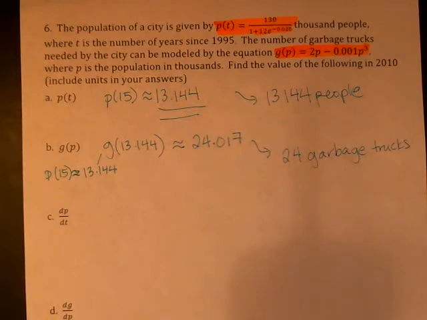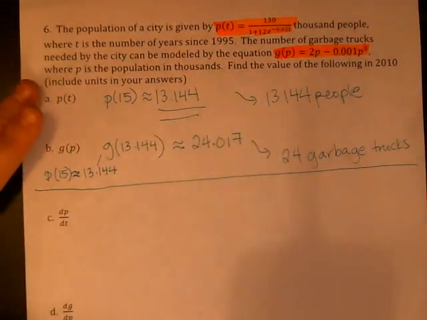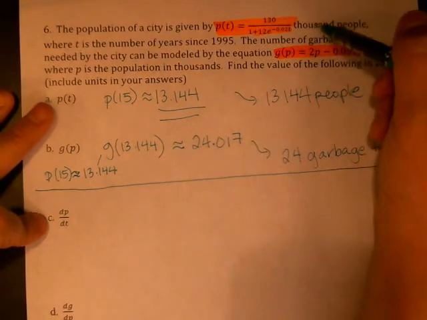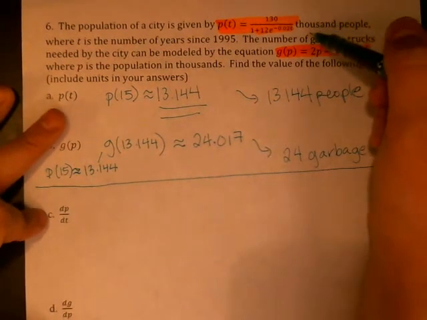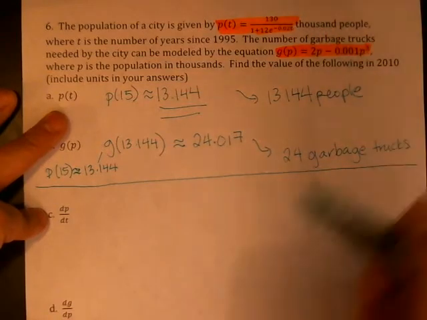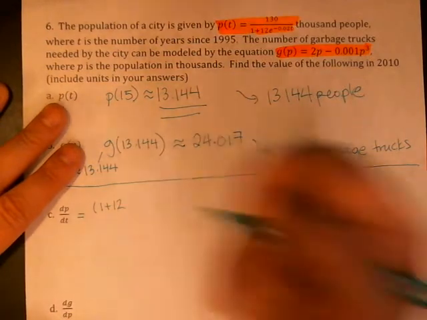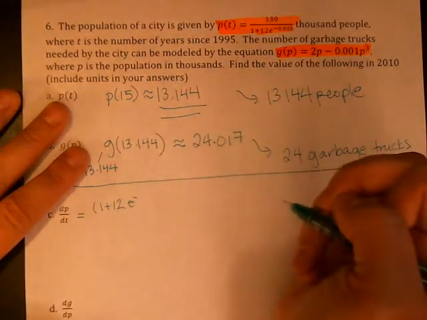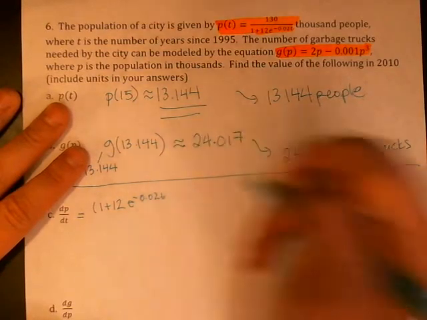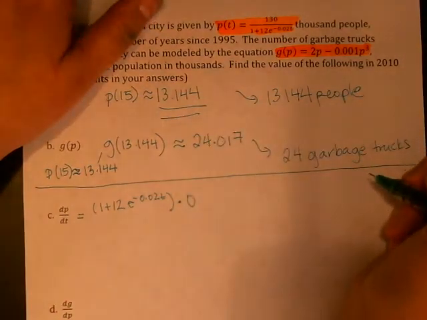Okay, and now into the derivative. So I want to figure out the value of dP/dt in 2010. So first I need to find a formula for dP/dt. So I'm looking way back up at this function, and it looks to me like, is there any sneaky way to do it? It looks to me like I probably want a quotient rule. So I'm going to say I want the bottom, 1 plus 12 e to the negative 0.02t, multiplied by the derivative of the top, which is actually 0, so that makes that kind of easy.